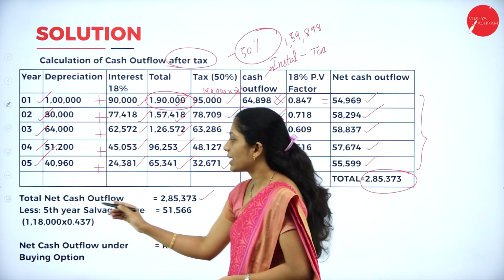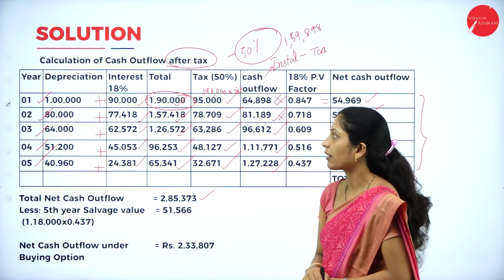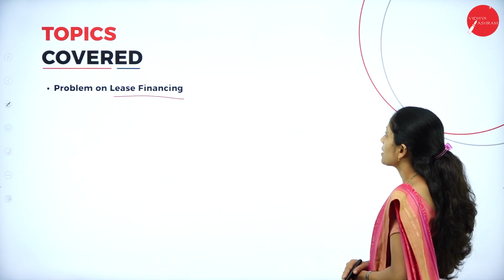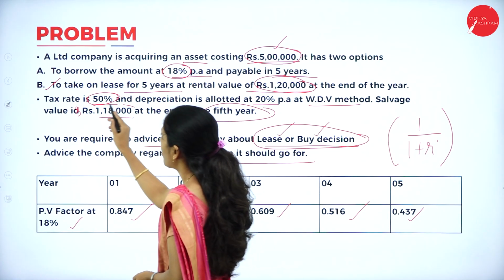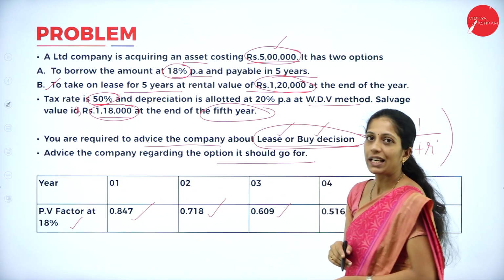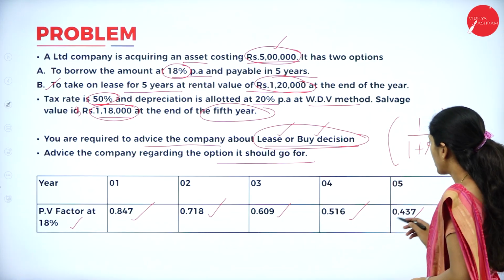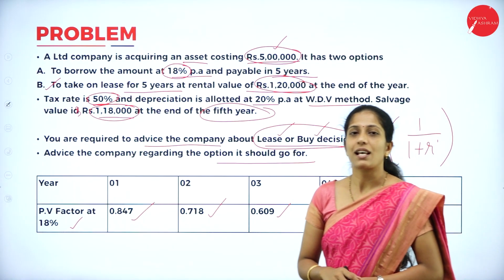2,85,373 minus 5th year salvage value. So they have given salvage value in the question. So how much? That is 1,18,000 salvage value. Here they have given 1,18,000 into 5th year PV factor. 5th year PV factor is 0.437.